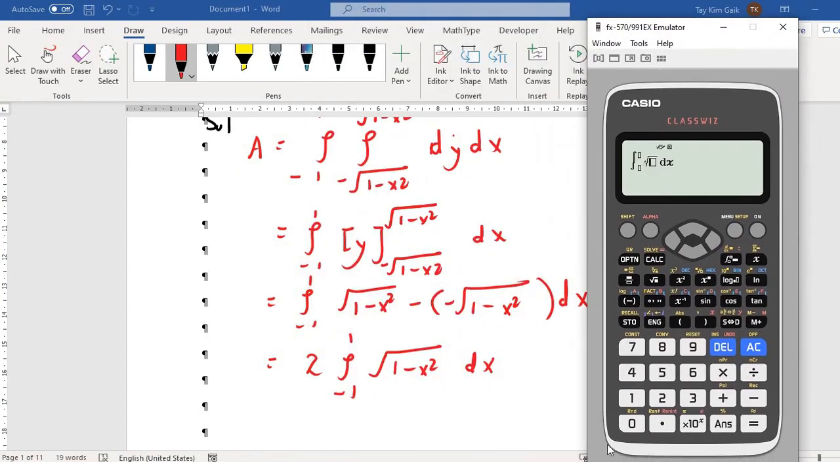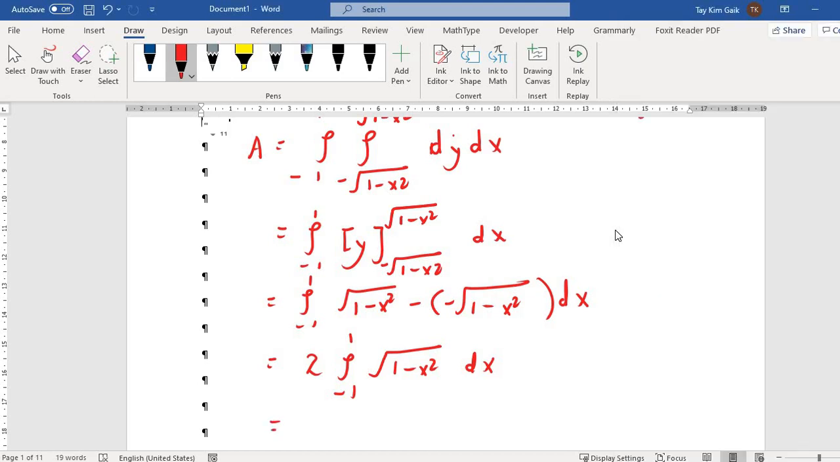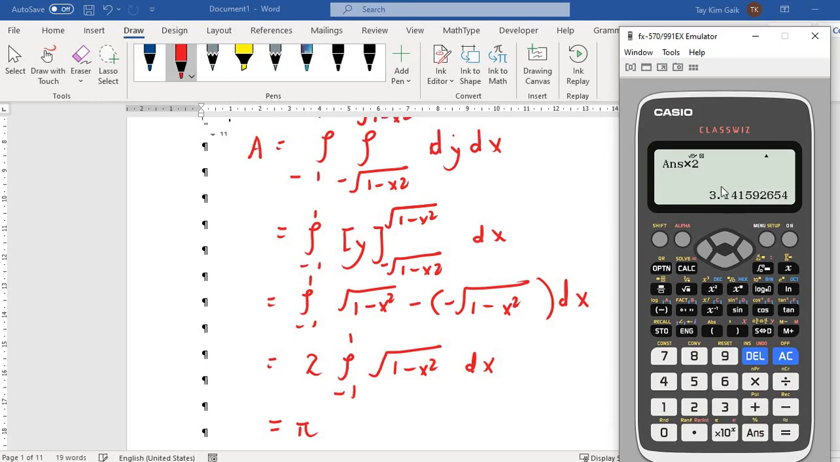So just integrate √(1 - x²) from -1 up to positive 1. It's simple. Then this answer you times 2, and you get 3.1415, which is the answer. This is actually pi. You check it, this value is the pi value.